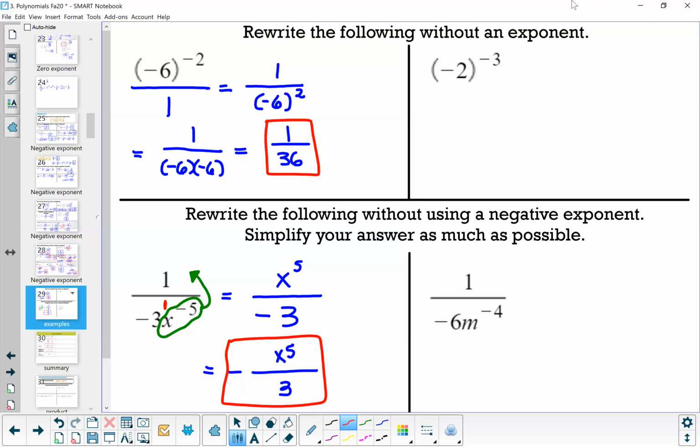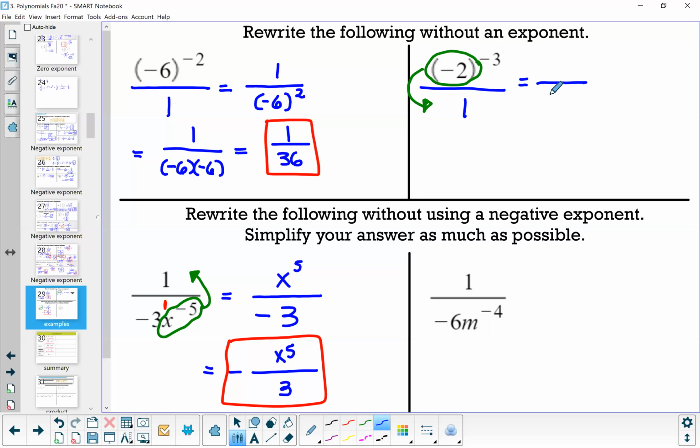All right, let's take a look at this first one here. We have in parentheses -2, close parentheses, to the -3 power. So if I put this in fraction notation, I'm going to put it over 1. So I want to rewrite my problem here without a negative exponent. So I want to take the -2 across the fraction bar.